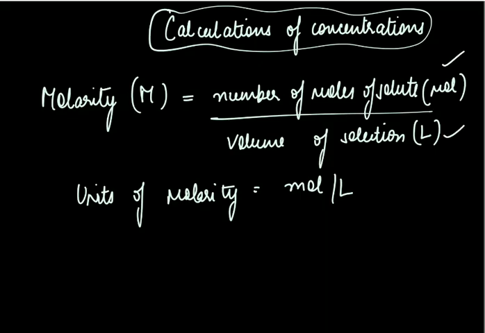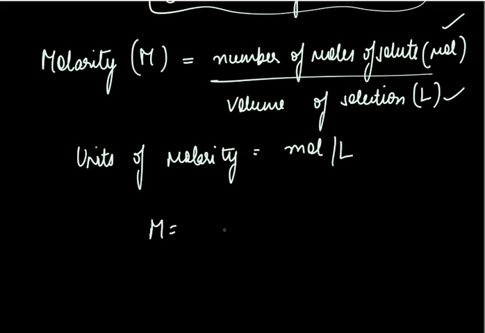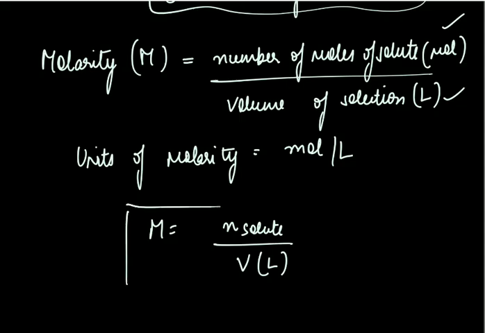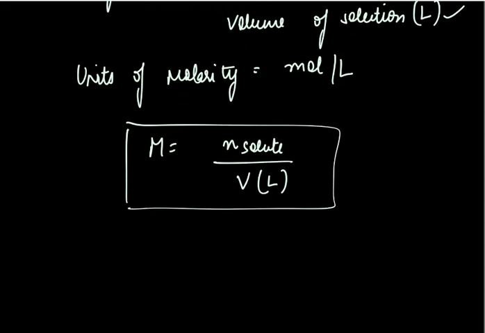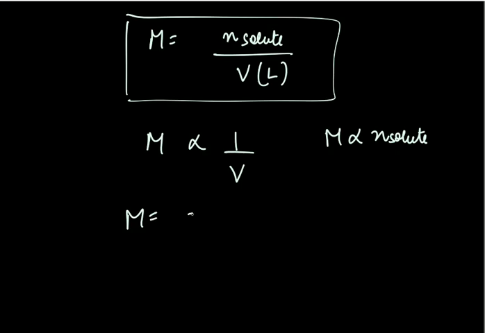You can write it in the definition part, in statement form also: number of moles of solute per liter volume of solution. So molarity is equal to number of moles of solute divided by volume of solution in liters, correct? Now what do we understand from this formula? That molarity is inversely proportional to volume and directly proportional to the number of moles of solute.